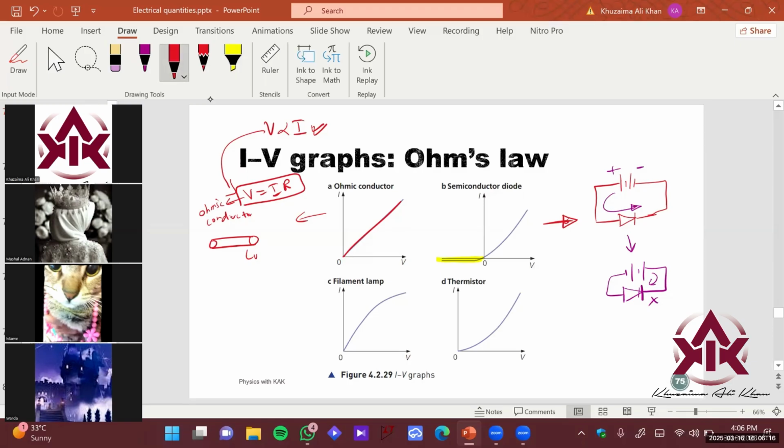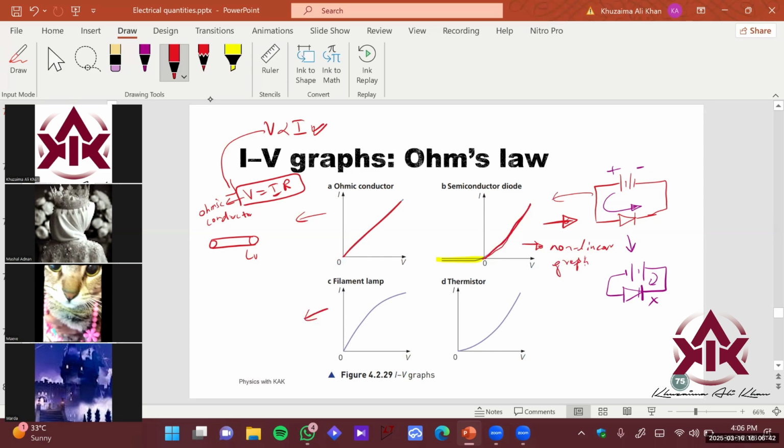And in this particular case over here, this is basically allowing the current to pass through, and this is a non-linear graph. It is saying that it does not follow Ohm's law. So we need to learn about this. What do we have? The resistance of the diode decreases as the current increases. Therefore, you have this increasing curve over here.